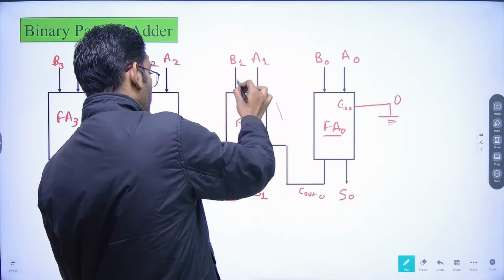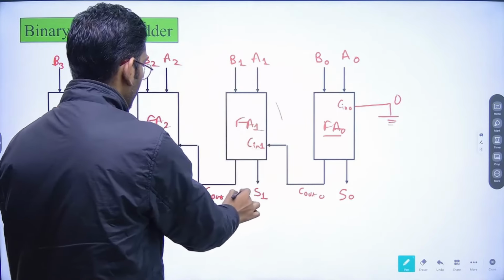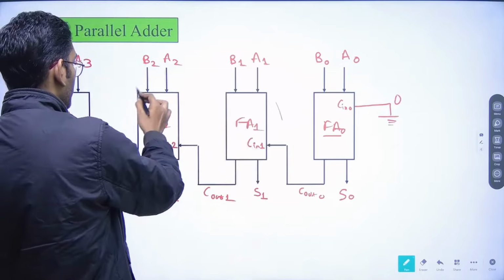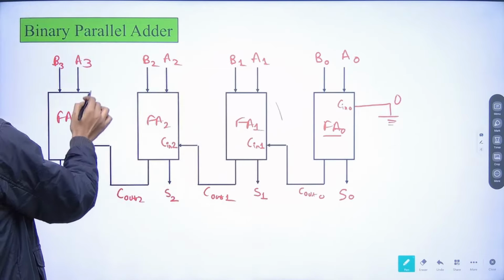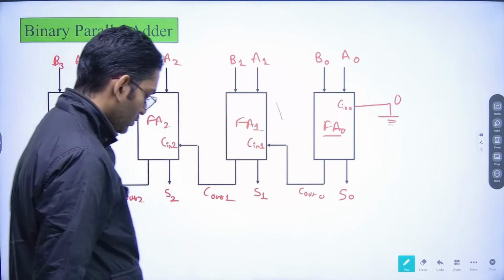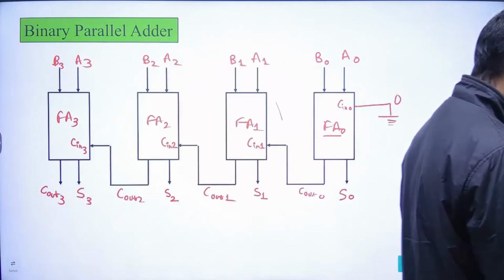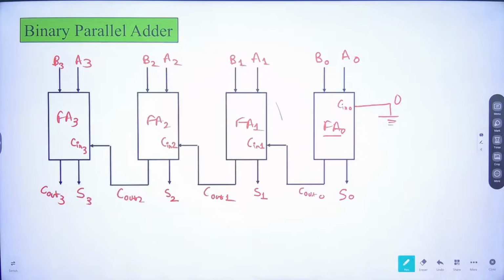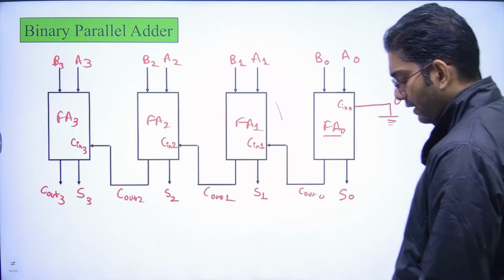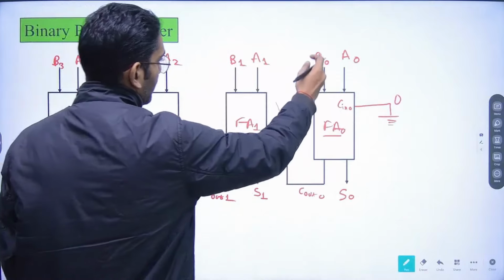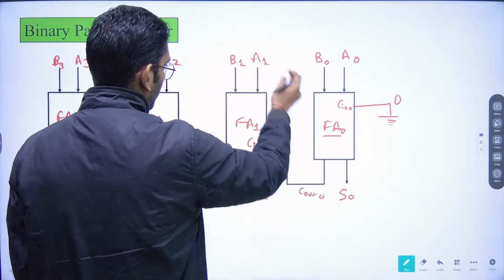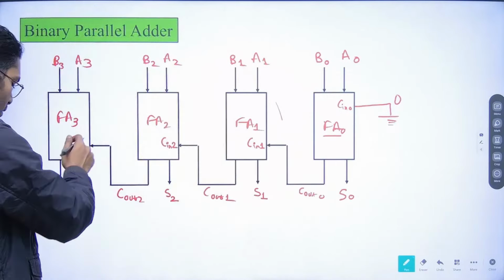Now when the process of full adder 1 is completed, then this carry is passed over here, then the process of full adder 2 is completed, fine. Now this carry is passed over here, and the process of full adder 3 is completed. Okay, so in this way one by one addition is performed. Here we can see first this addition is done, then this addition, then this addition, and then this addition.